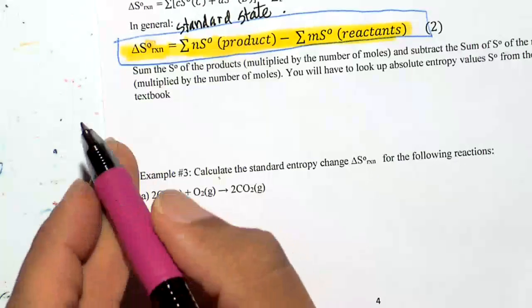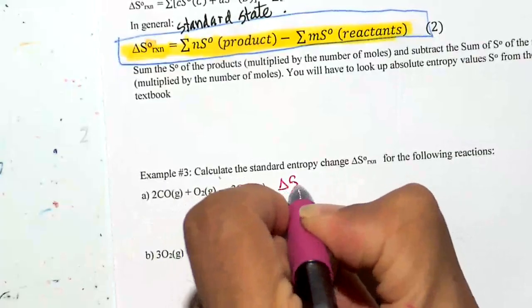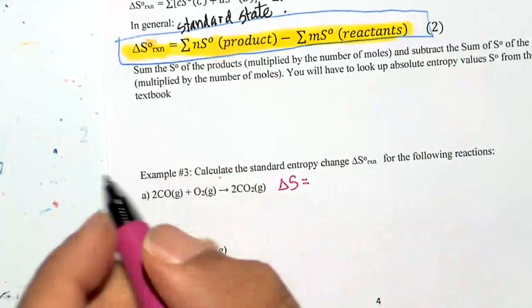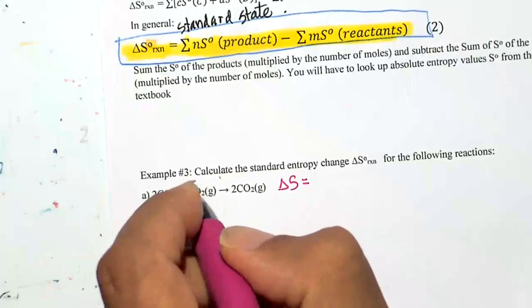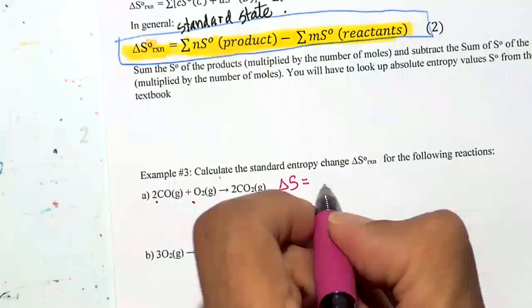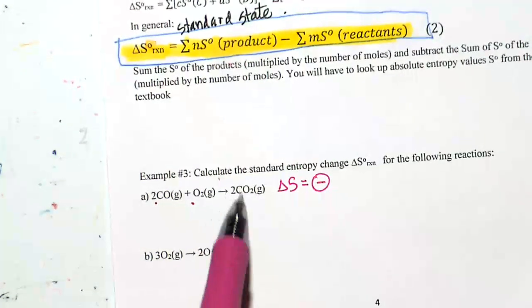By the way, what would we predict? Would we predict this delta S to be positive or negative? 2 plus 1, 3 gases going to 2 gases, so negative. Okay, let's see if it's negative or not. So sum of the products.